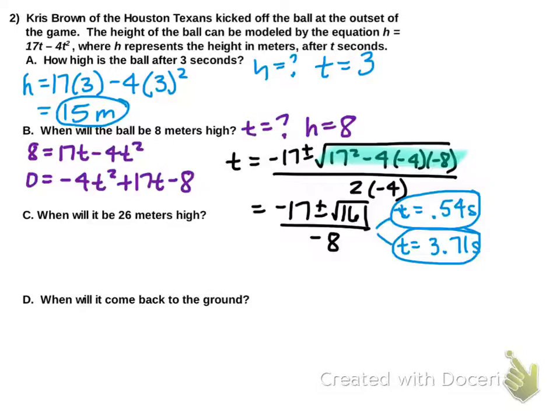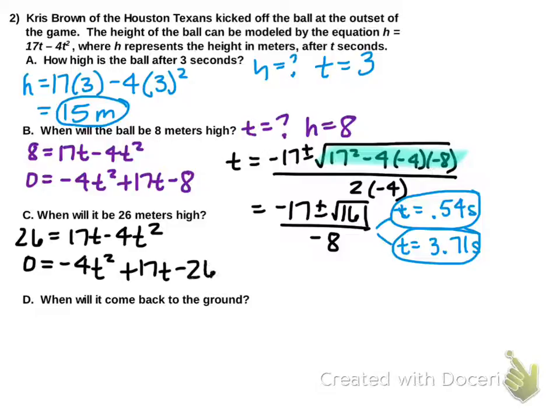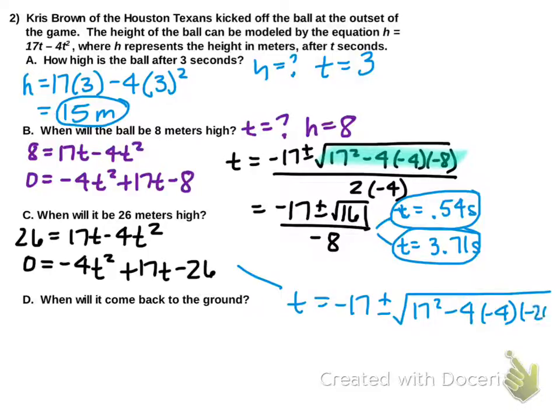Then it says, when will it be 26 meters? So again, I'm going to have 26 is equal to 17t minus 4t squared. I have to move 26 over. 0 is equal to negative 4t squared plus 17t minus 26. So my formula, I'm going to come down here, t is equal to negative 17. It's going to look very similar to the one above, except that I'm going to have negative 26 for c. So I have 17 squared minus 4 times negative 4 times negative 26, all divided by 2 times negative 4.